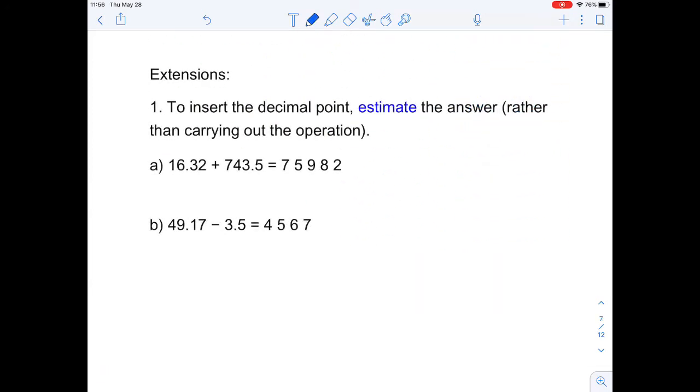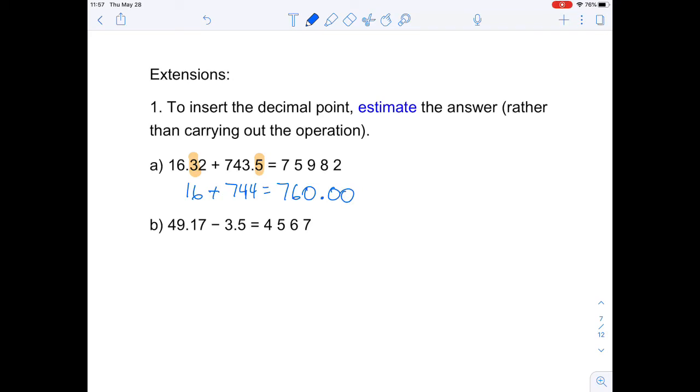Here's some extensions: insert the decimal point, estimate the answer rather than carrying out the operation. So let's see how we would do this. We're going to round to the nearest whole number. So here we're going to let that rest at 16, and there we're going to raise the score to 744. So 744 plus 6 would make 750, plus 10 more would make 760.